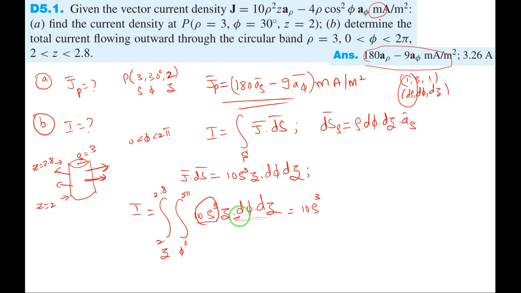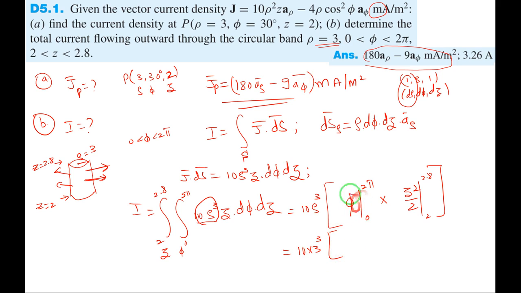So integrate with respect to phi, open bracket. Phi is constant, so the limits are from 0 to 2 pi. Then integrate with respect to z. So z squared by 2 I am getting. The limits of z are 2 to 2.8. So what about this rho? What they have given, rho is 3. So substitute 10 into 3 cubed.